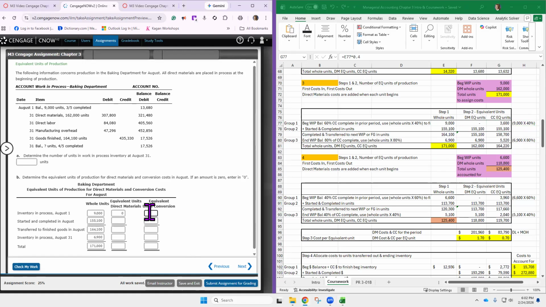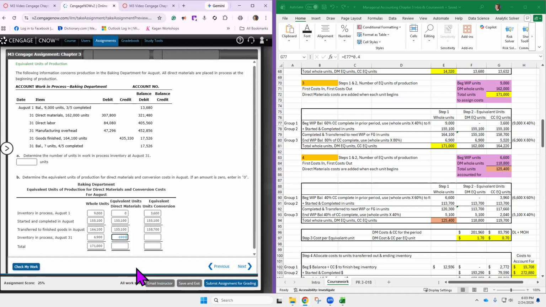Let's key that in. The nice thing about started and completed is that once you know what it is, you can just repeat this across. Now you add down. That's why I have my spreadsheet there, so I don't have to mess around with a bunch of calculations. Now we're ready for the ending inventory of 6,900 units.